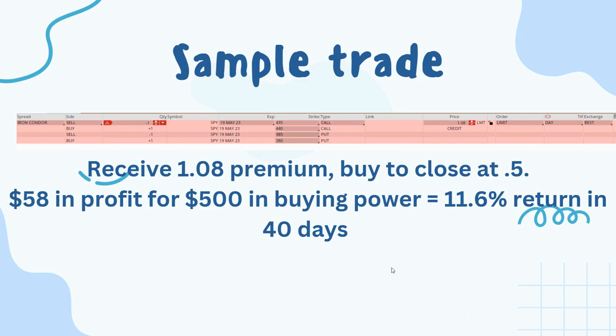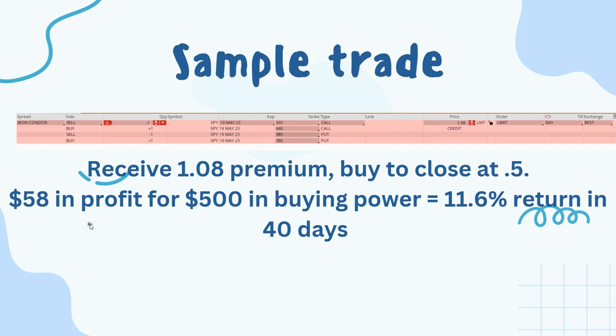It's an iron condor, selling your options right outside the expected move at 385 and 435. You're going to buy the call 5 higher and buy the put 5 lower than the sold options. You could take 108 in premium, and then you buy to close it at about 50% profit. You buy to close at 0.5 or so. In the end, you'd get $58 in profit. Only uses $500 in buying power. And that's how you could get an 11.6% return on your money in only 40 days.